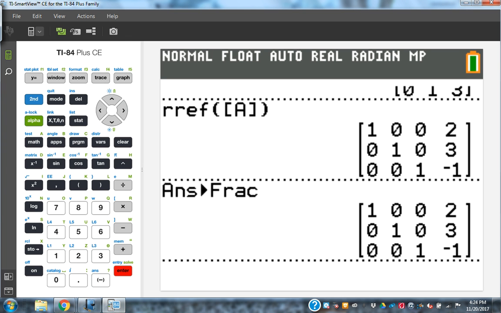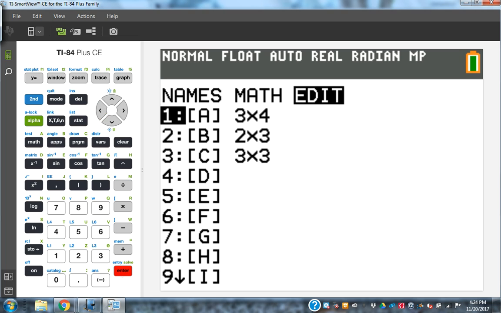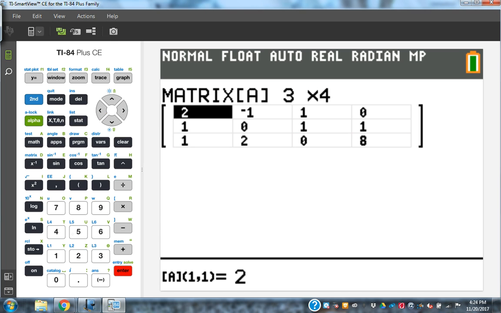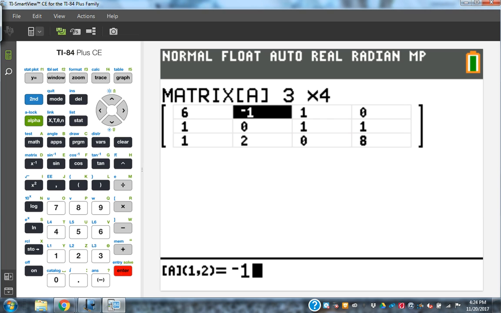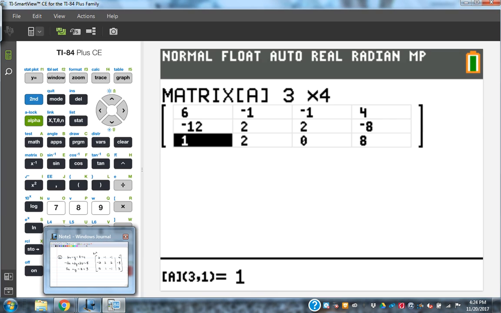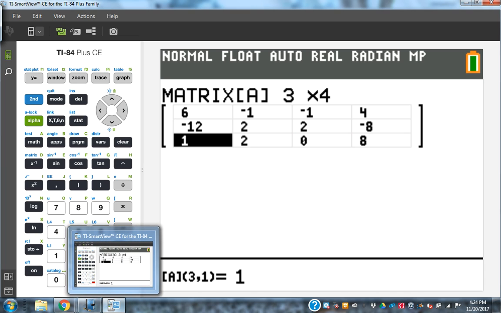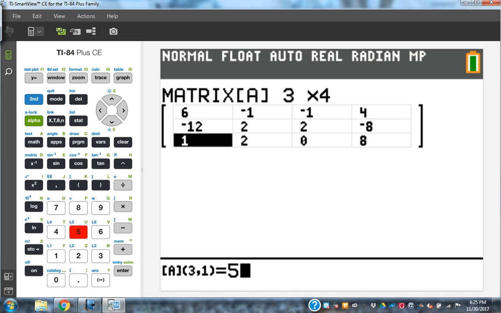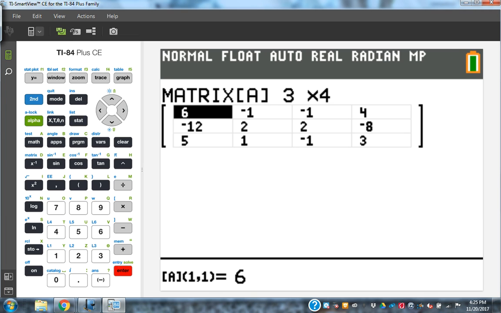Put that up there. Second matrix. Edit. Already got a 3x4 in A, so I'm just going to use it again. 6, -1, -1, 4, -12, 2, 2, -8, and then last row 5, 1, -1, 3. All right. So we got that matrix in there to run RREF on.